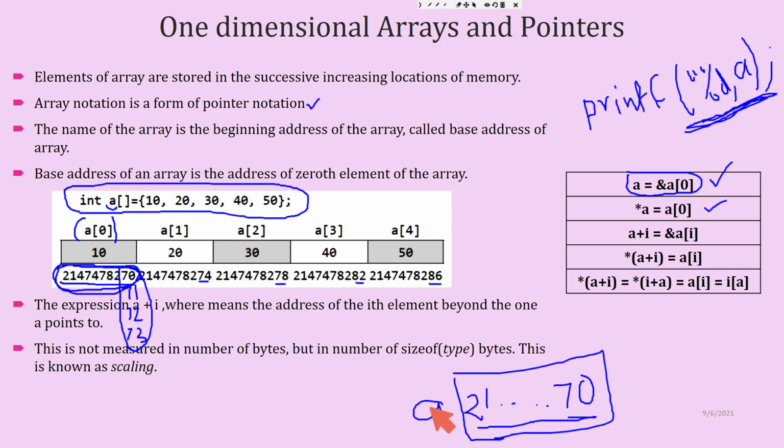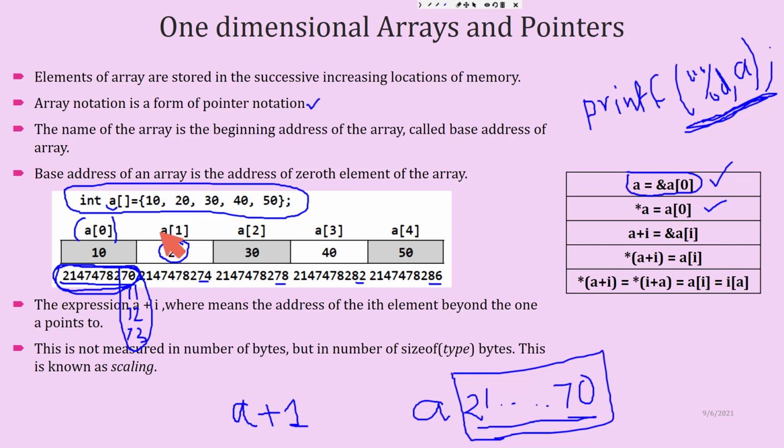Here a is 21 followed by some 70. What will be a plus 1? This a is a pointer now because a contains some address. a plus 1 means a plus 4. In the previous slide we studied pointer arithmetic. a contains some address, so a plus 1 is not 71, it will be 74. 74 is pointing to 20, so a plus 1 means this address value. That cell is denoted by a of 1.